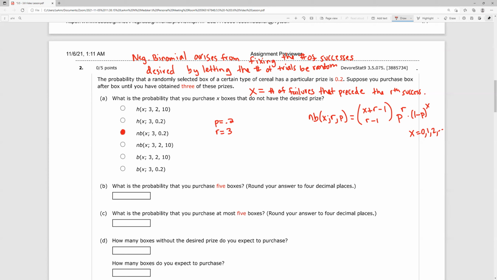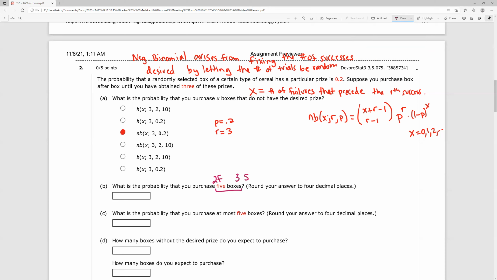Now, they throw this little curveball at you in how they word this. So this is where these get a little tricky and why I wanted to do one of these. It says, what is the probability that you purchase 5 boxes? They didn't say 5 failed boxes or 5 boxes without the desired prize. We want to know 5 boxes total. So if we have 3 successes, where the last one's a success, of course, that means we're going to have 2 failures, because they just said 5 boxes.